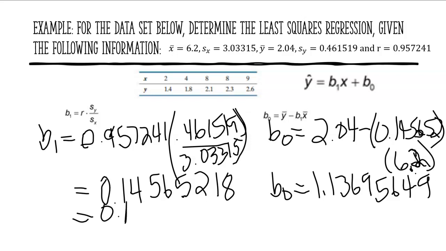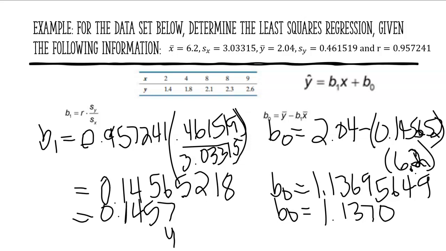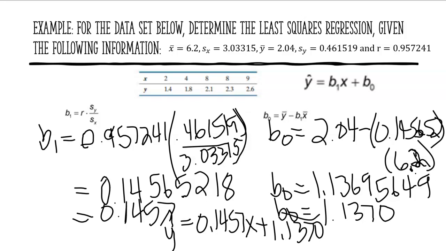So B1 would be 0.1457. And B0 would be 1.1370 if you round it to 4 decimal places. And so your equation ends up being Y hat equal to B1, which is 0.1457x, plus B0, which is 1.1370. And this ends up being the equation of your least squares regression line. So that's Y hat equals 0.1457x plus 1.1370.